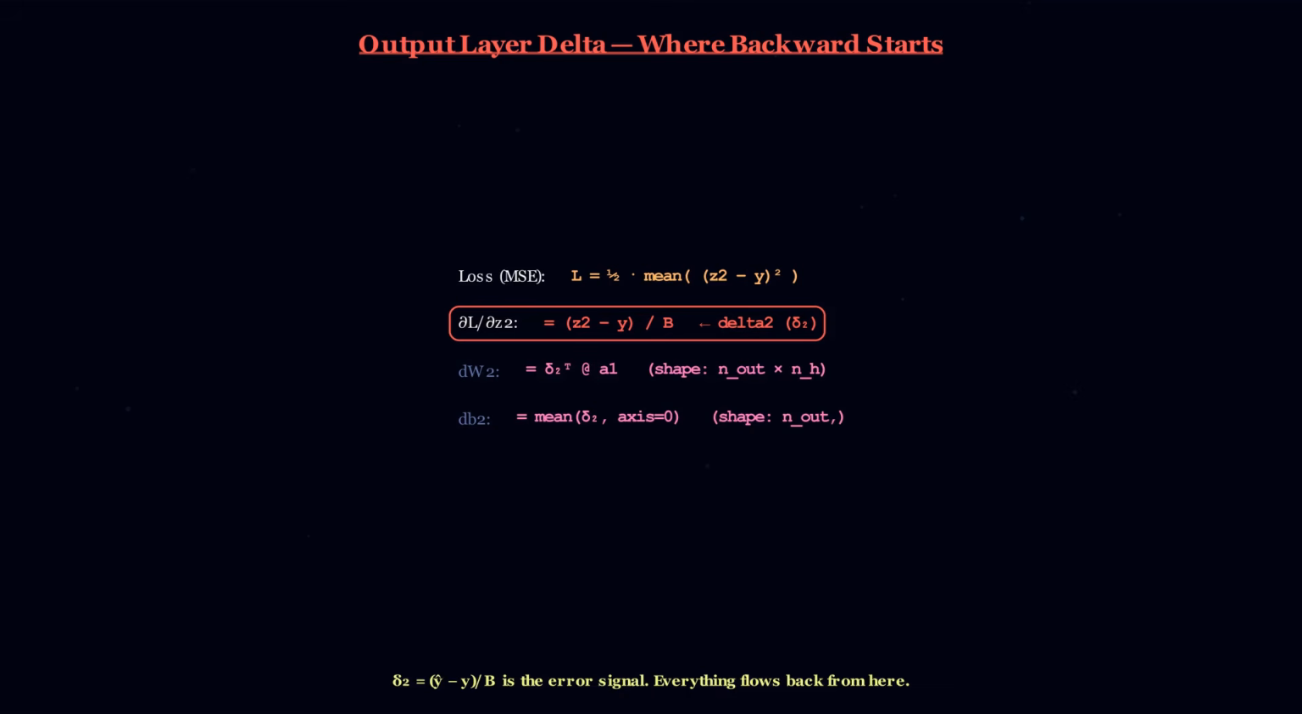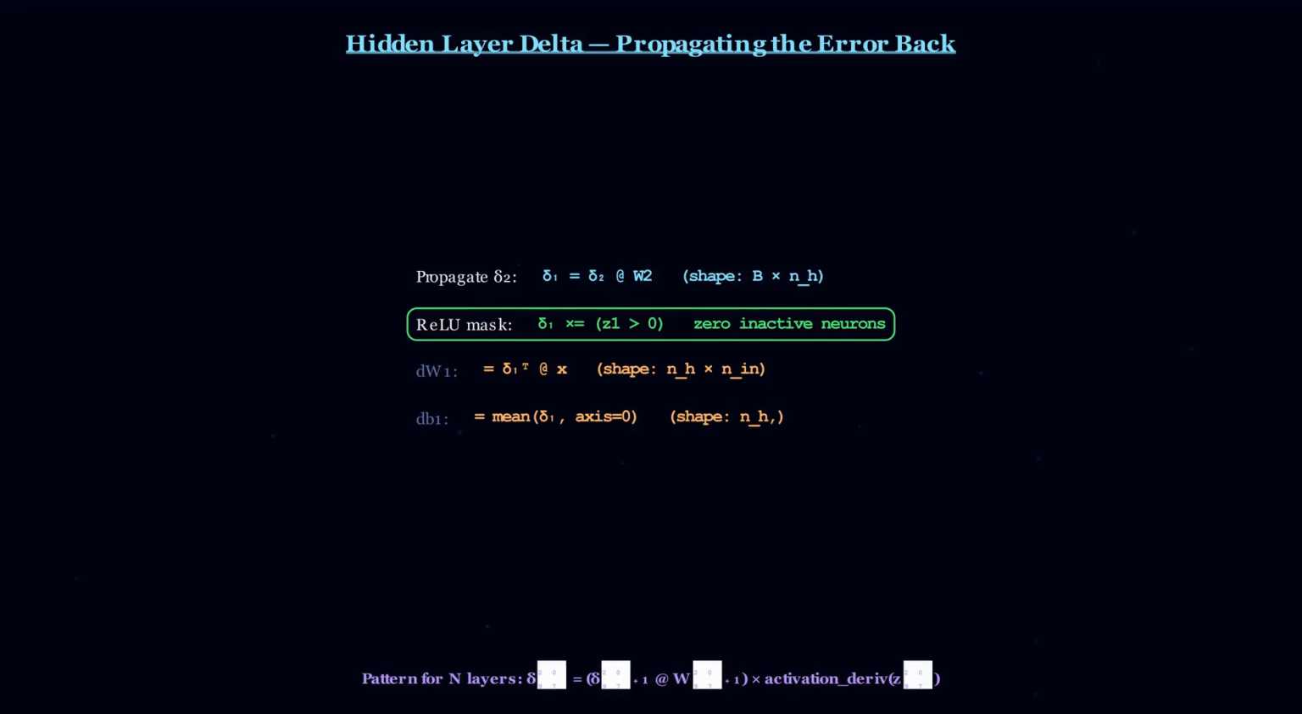dW2 equals delta 2 transposed @ A1, divided by B. dB2 equals the mean of delta 2 over axis 0. Clean matrix operations, no loops needed. Now propagate the error back through the hidden layer. To get the gradient at layer 1, we need to know how much each hidden neuron contributed to the output error. We propagate delta 2 backward through W2.